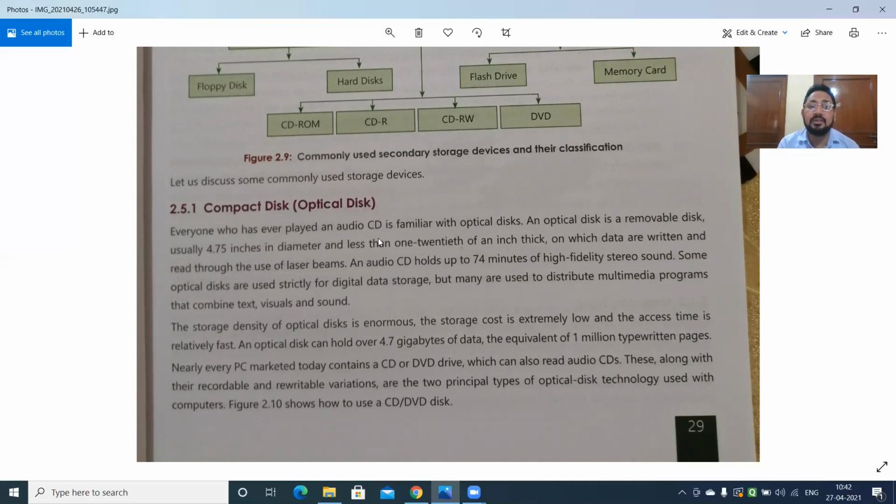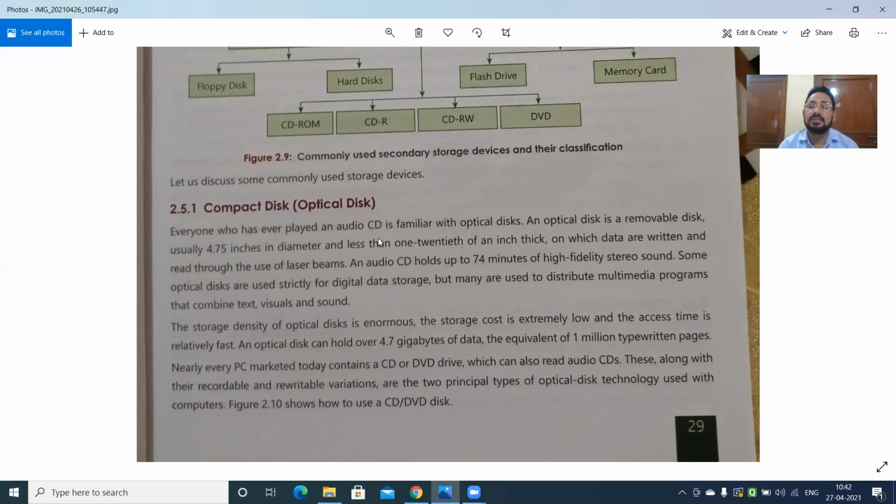Everyone who has ever played an audio CD is familiar with optical disc. An optical disc is a removable disc, usually 4.75 inches in diameter and less than 1/20th of an inch thick, on which data are written and read through the use of laser beams. An audio CD holds up to 74 minutes of high fidelity stereo sounds.